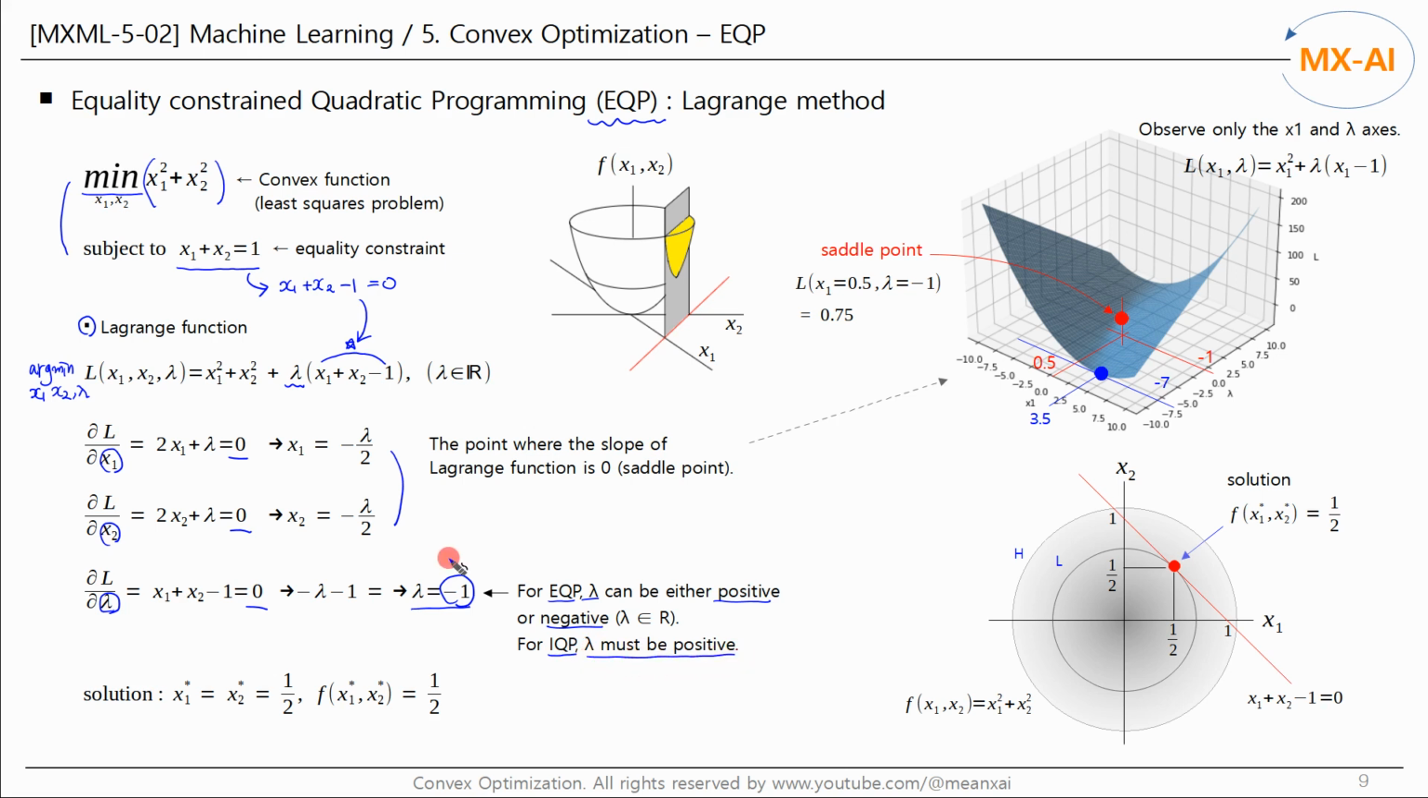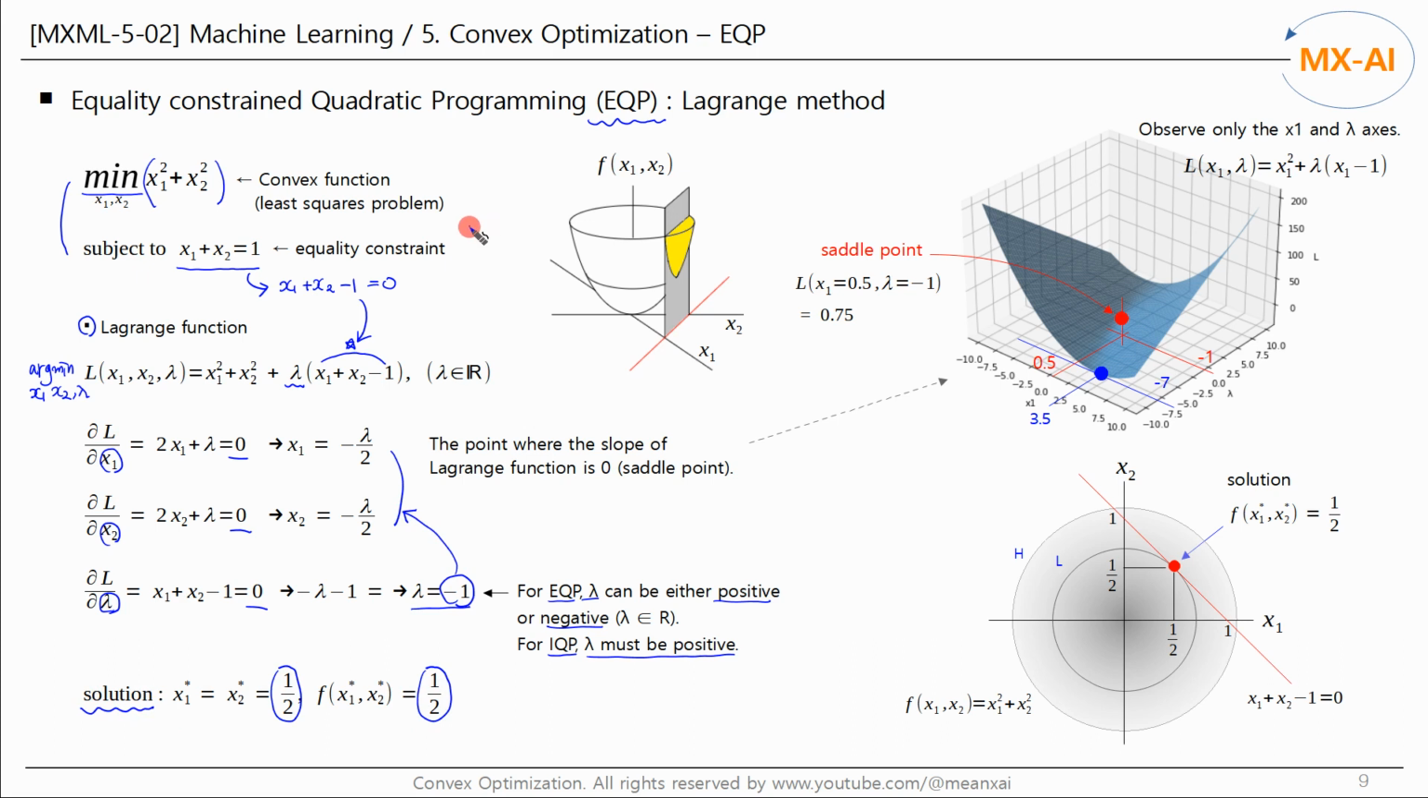Since the lambda is -1, the x1 and x2 are each 1/2. And the minimum value of this function f is also 1/2. This is the solution to this problem.